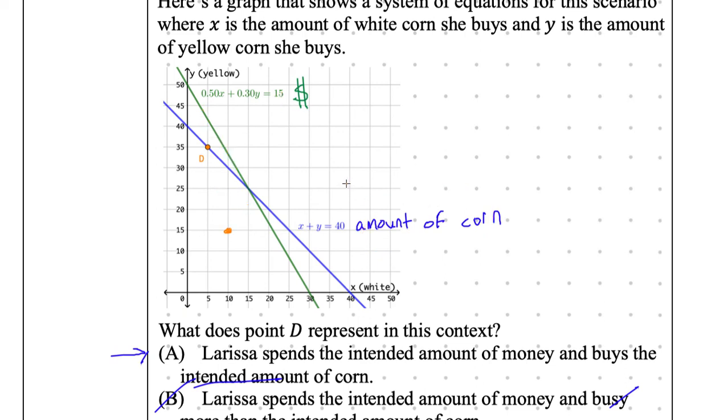I haven't seen a problem like this, but you might have a problem where there's a point out here. In that case, I'm definitely above the blue line, and I'm definitely above the green line. So Larissa, you have spent way too much money. You're way above this green line, and you got way too much corn. So you didn't satisfy either of those two. All right, I think that's a good review of all the different types of points you can get.